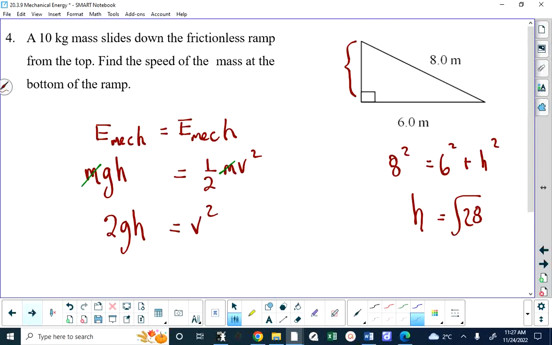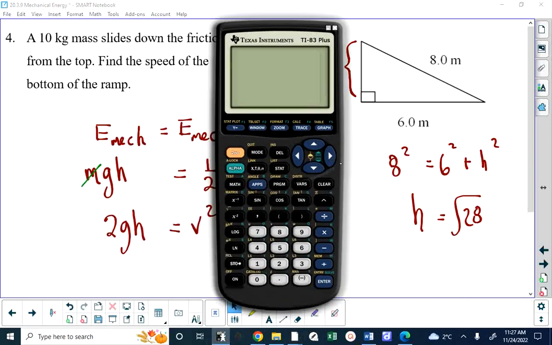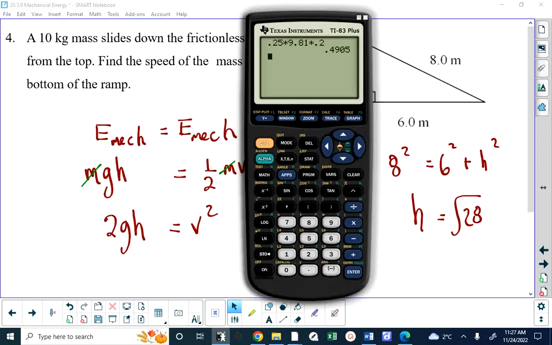Multiply both sides by 2. So now it just tells me I have to take 2 times 9.81 times that height, and then take the square root to get my answer. I don't know what possessed me to talk about root 28. I guess at some point you have to figure out what the number is. I just thought I would make a connection between physics and math.